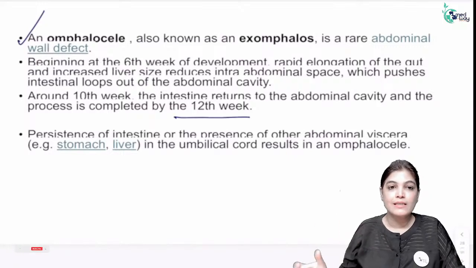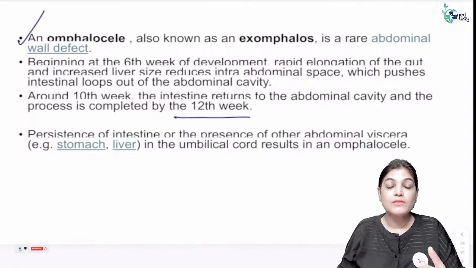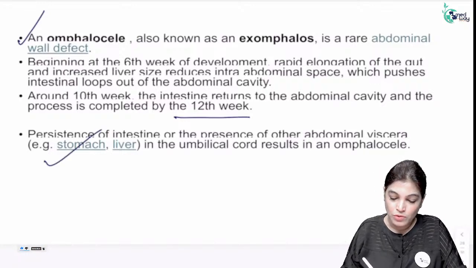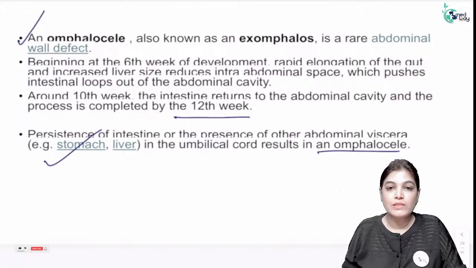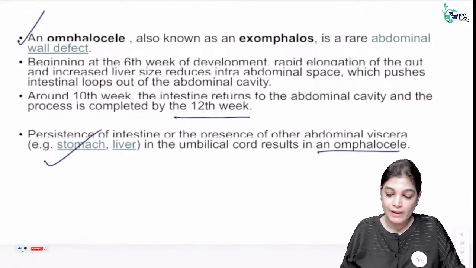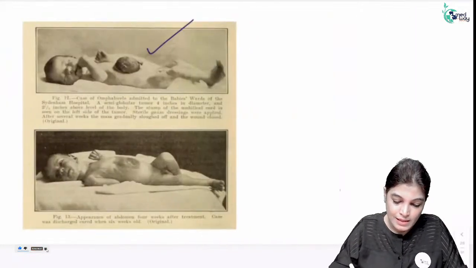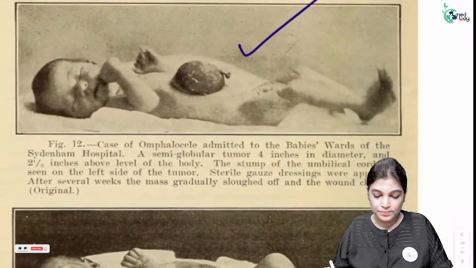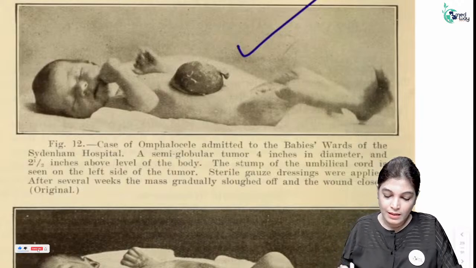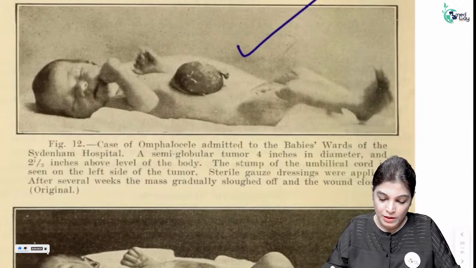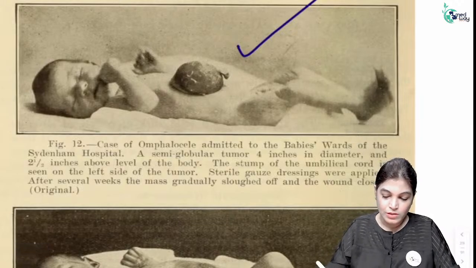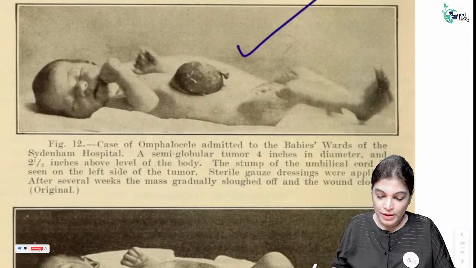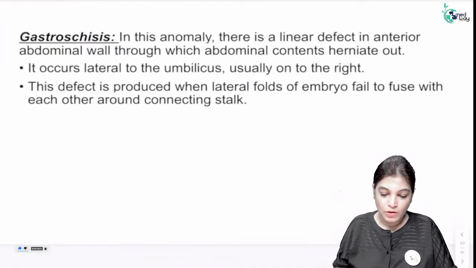But if there is persistence and presence of abdominal structures, intestine, stomach, and/or intestinal loop outside the abdomen, it is called omphalocele, and it is a grave condition. This is an image showing you the condition of omphalocele. Here you can see the tumor, this is the omphalocele. Also the umbilical cord stump is still attached, and I would like to talk about the coverings also.